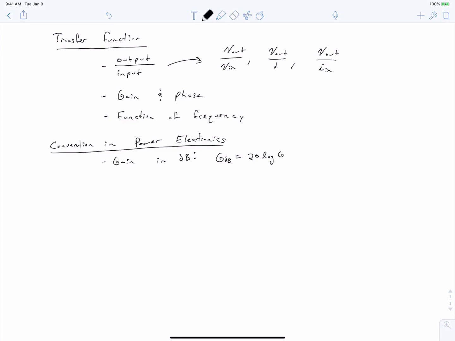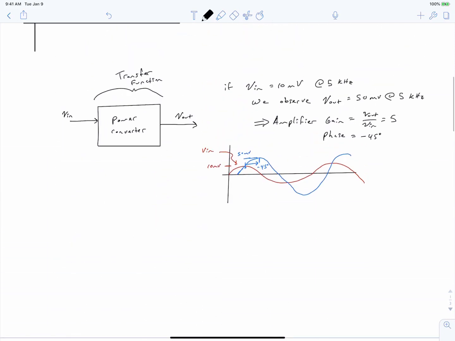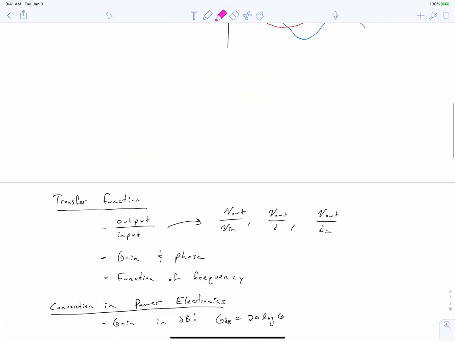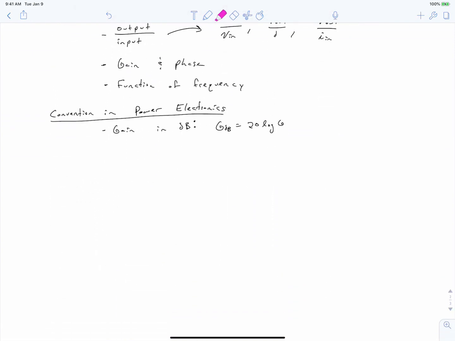your unitless gain. So as in our previous example, we had an output of 50 millivolts for an input of 10 millivolts, and we found that gave us a gain of 5. For our class, when we're talking about power electronics, we're going to take 20 times the log of 5 to get our gain in decibels. And we express this in units of decibels.